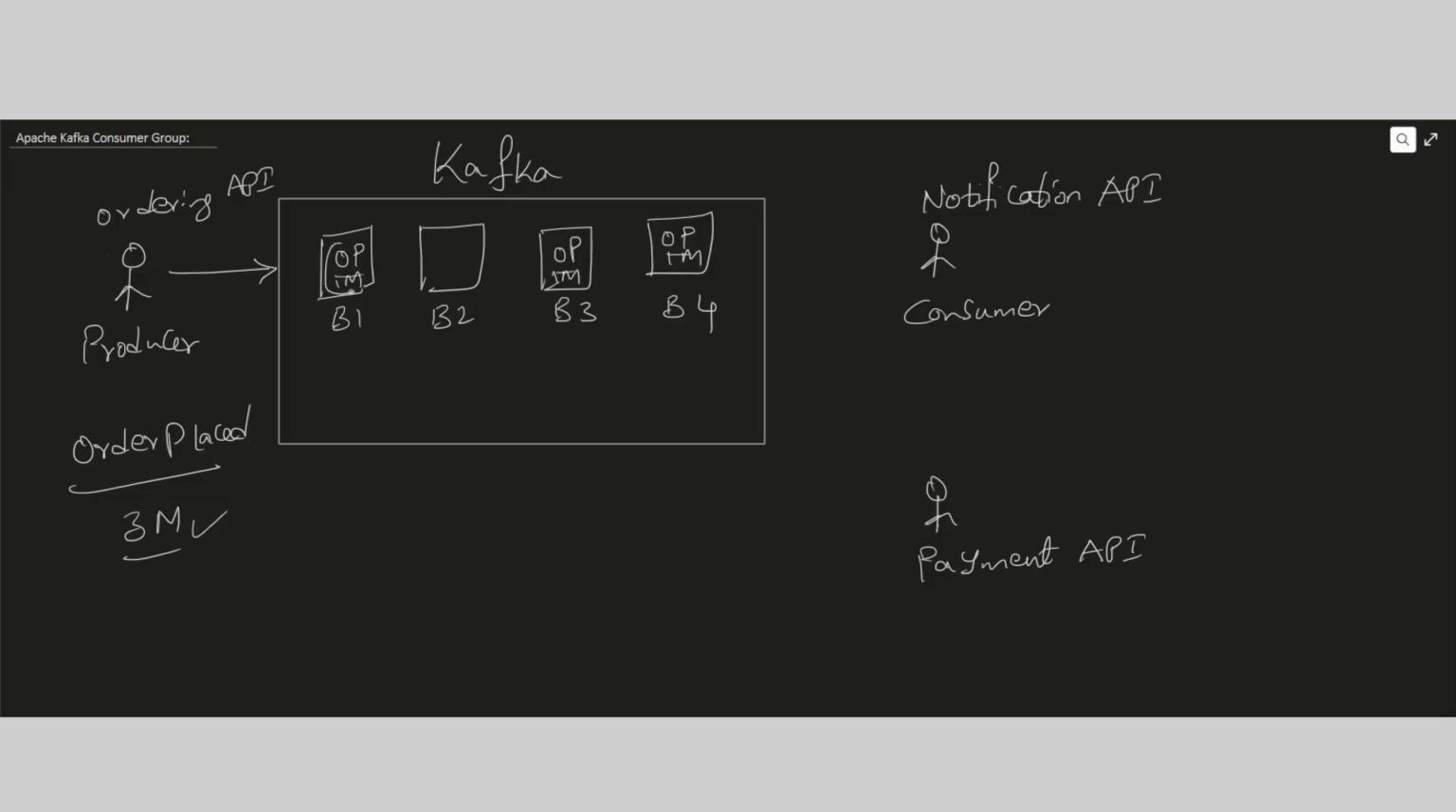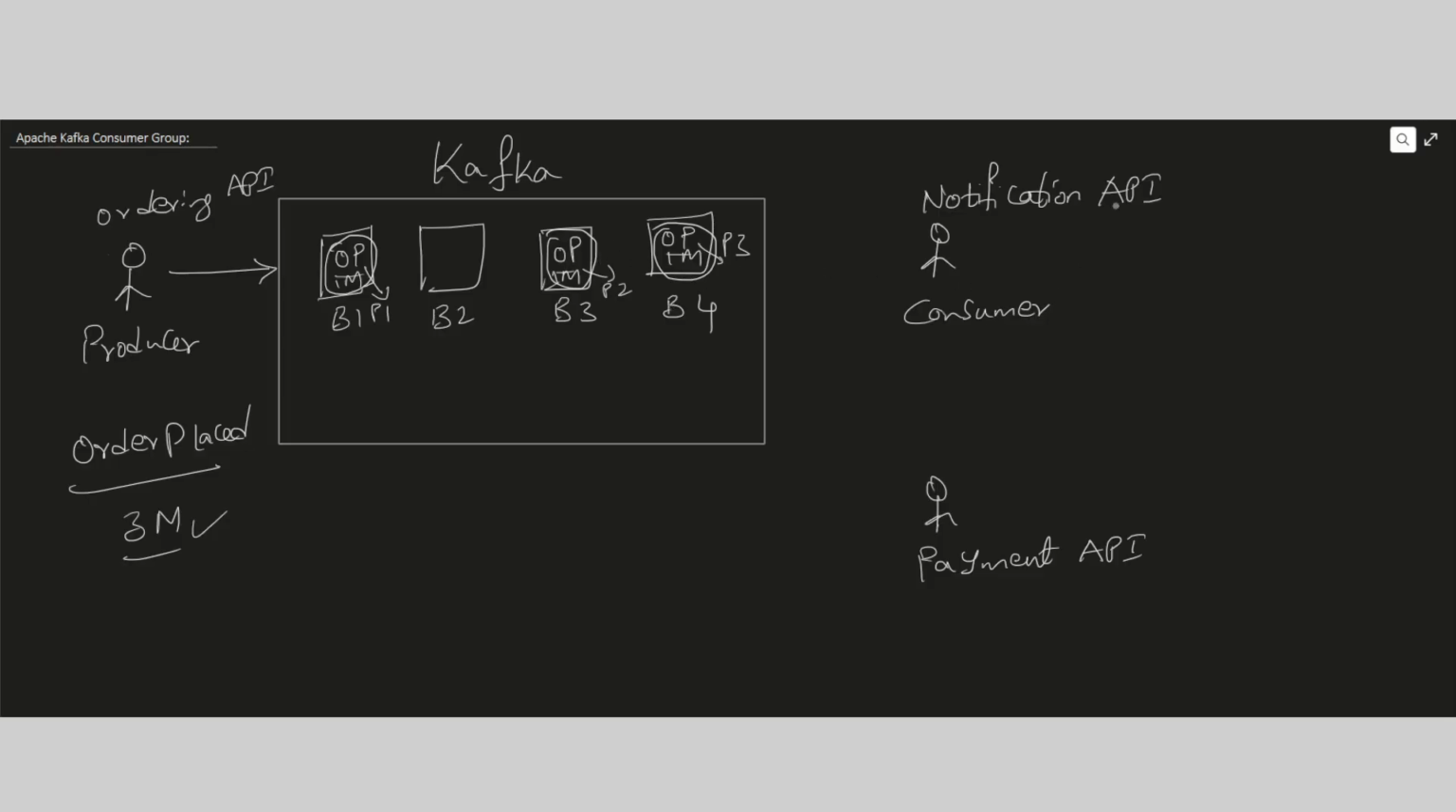In Kafka, when we break the topic into multiple parts, we call each one a partition. So let's say this is partition 1 of the order placed topic, this is partition 2, and this is partition 3 of the order placed topic. So this is how it works with respect to partitioning.